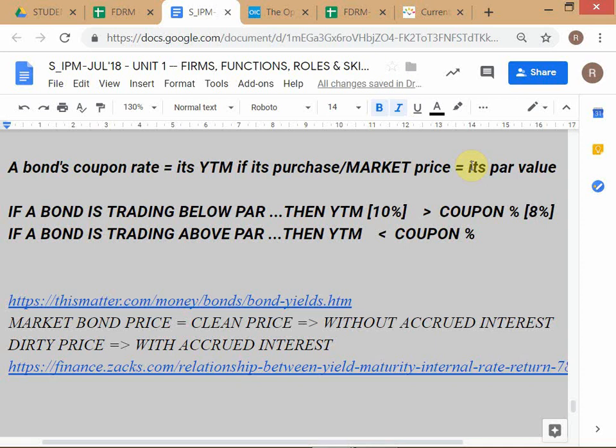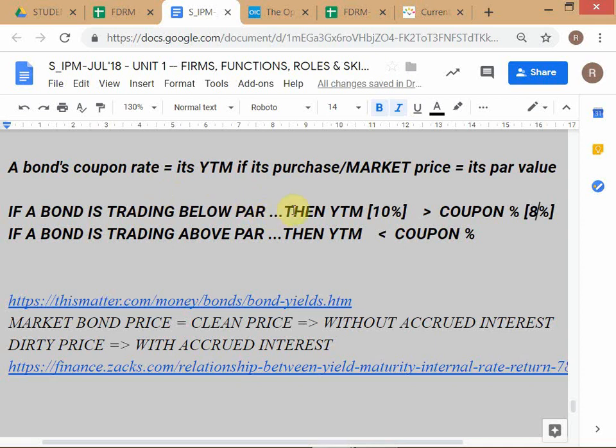Yes. If the market price and the par value are the same, then the coupon rate is equal to the YTM. Okay. Because the market is happy with the bond, so the market is willing to buy at par. Now imagine what happens, as Shivani mentioned. Forget about the first part here.